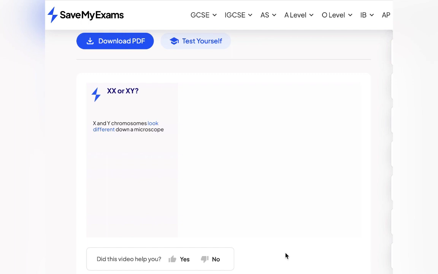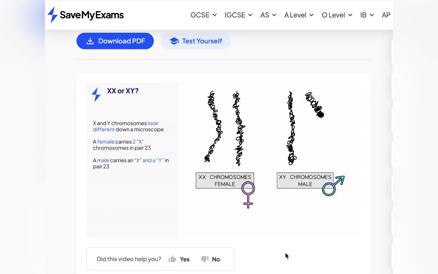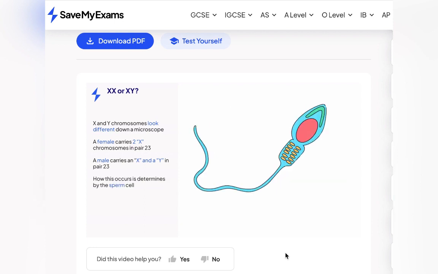Based on the appearance of the 23rd pair of chromosomes down a microscope, females have 2 X chromosomes, denoted as XX. Males have 1 X and 1 Y, denoted as XY. The Y chromosome is the smaller one. This happens according to the sperm cell that has fertilized the egg. Do remember that XX is used to show a female and XY is used for a male.